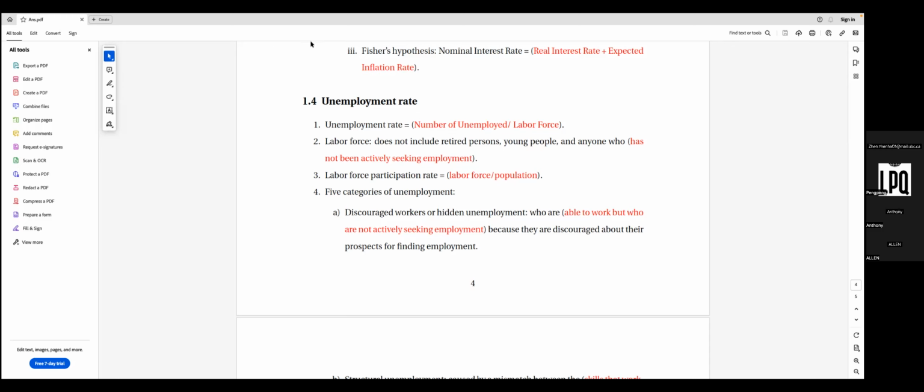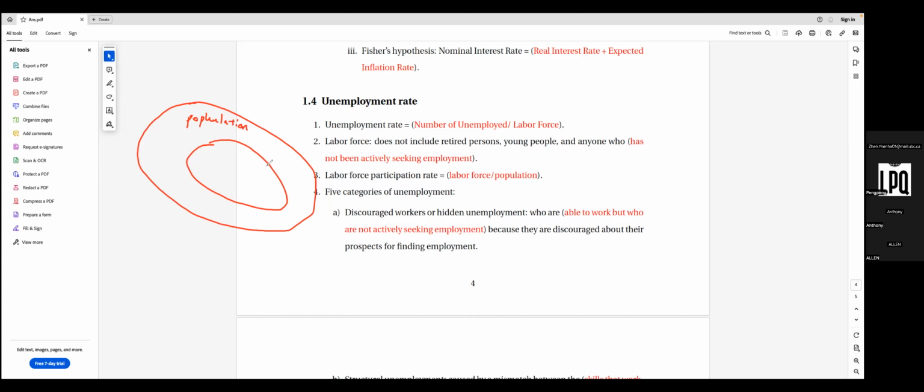If I draw a graph here to show you the relationship between labor force and the total population, this is a bigger circle representing the total population size. This is all the people living in your country. Labor force is only a part of this. So if I label this, this small circle, a part of the total population, is called labor force.